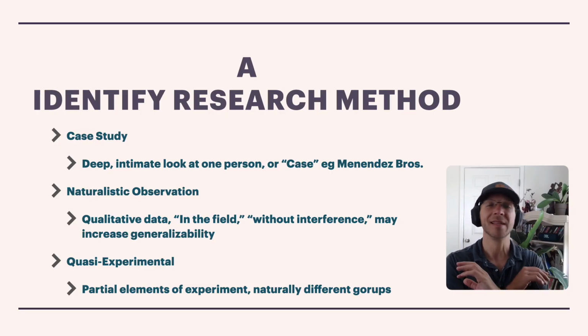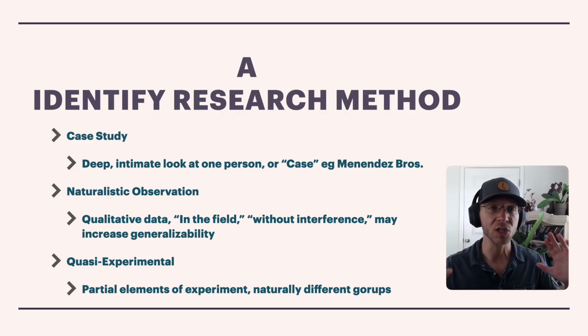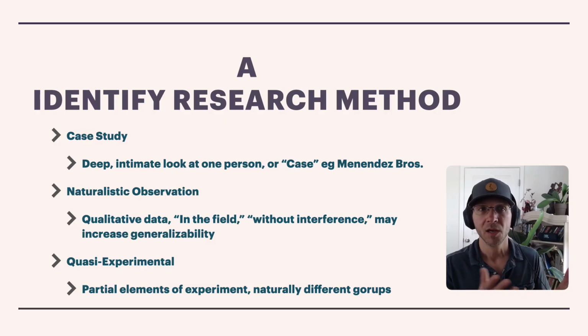Naturalistic observation. These people do not touch the people they're observing. The experimenter does not go near them. There is no interference whatsoever. It's qualitative data. Typically, they're in the field, which means it's not taking place in the psych laboratory. No interference. This may increase generalizability because it's in the real world, but how much can you actually assess when you're not controlling variables? I mean, naturalistic observation definitely has its place in the sun.